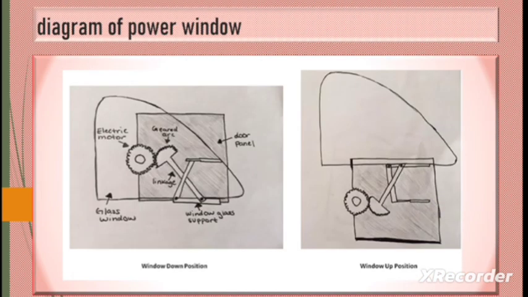After that we will see the diagram of power window. Power window, down position. Power window, up position. In the power window down position we can see the electric motor is connected to the gear. This is meshed with the gear arm and linked to the arc. The window glass support is there to transfer rotary motion into linear motion. The door panel is present and the glass window is also present.